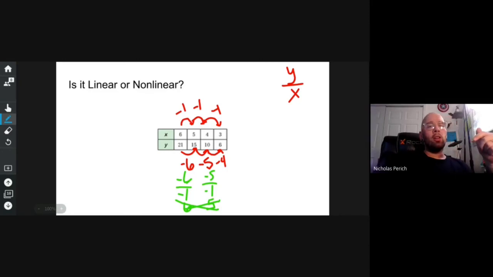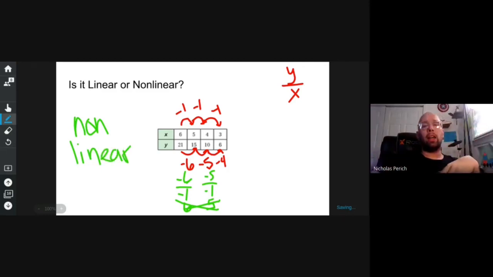So is this linear or nonlinear? No, it's nonlinear. And it's nonlinear because even though I had a pattern for the x values, I had a pattern upstairs, my pattern downstairs changed every time. I went from negative 6 to negative 5 to negative 4. That broke, that changed, which means it's no longer a pattern.